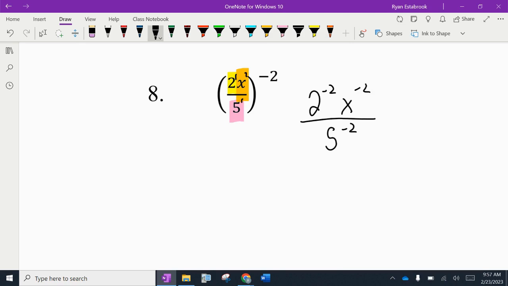There's my first step. 3 bases, the yellow, the orange, and the pink. None of them had any exponents written, so there's an implied 1 for all of them. -2 times all of those gives us this.